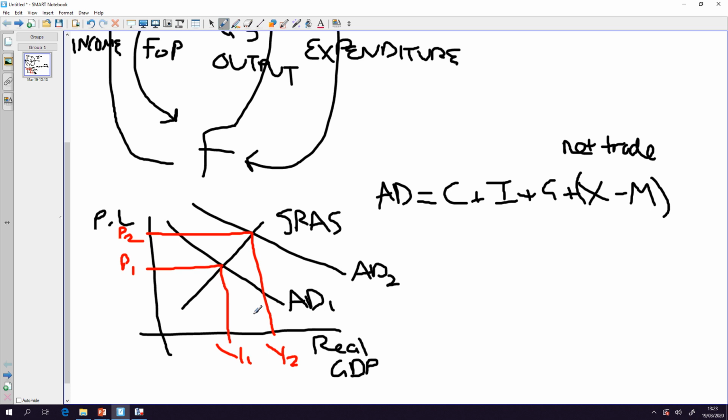It could simply be government policy. So governments, for example, at the moment, due to the coronavirus, are increasing government spending to give the economy a little bit of a boost.